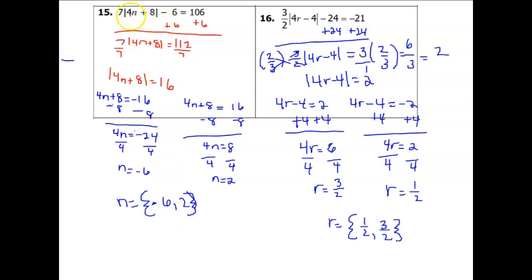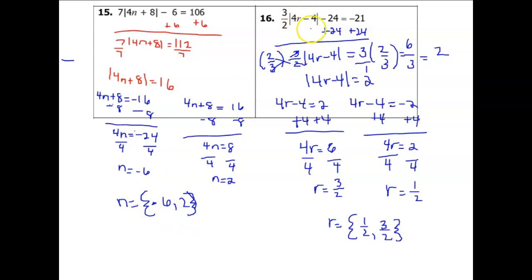I had to isolate the absolute value. So I added 6 and I divided by 7. I ended up with the absolute value of 4n plus 8 equals 16. Then I took what was inside and separated it, and set it equal to negative and positive 16. Then we just solved on both sides, subtracted 8 on both sides, divided by 4, and I ended up with n equals negative 6 and n equals 2. So there's my solution set.